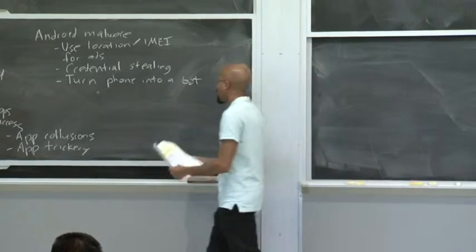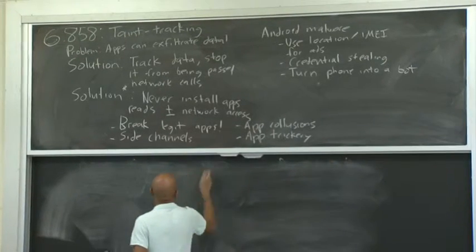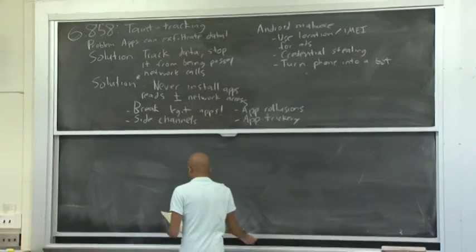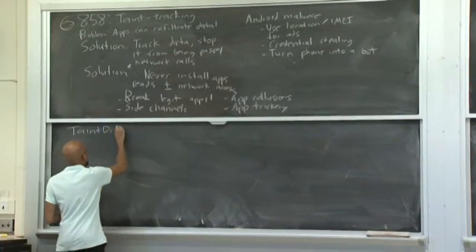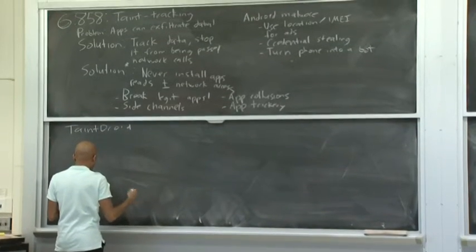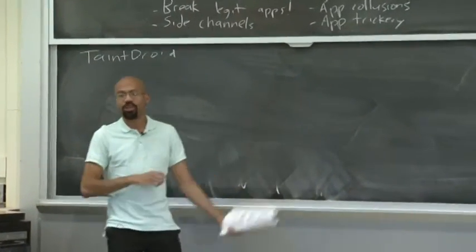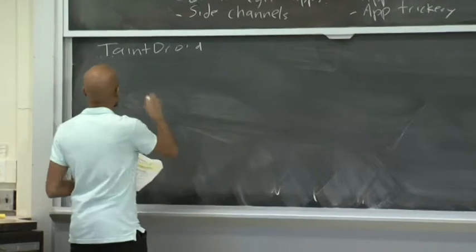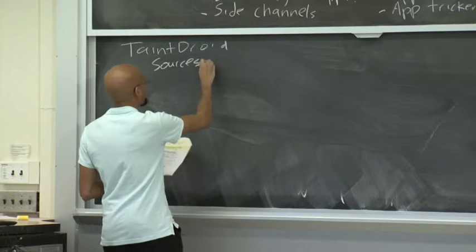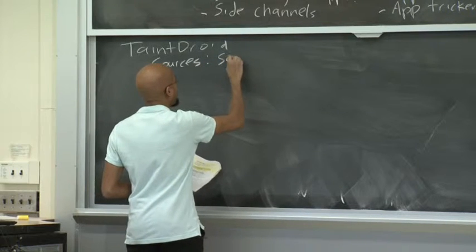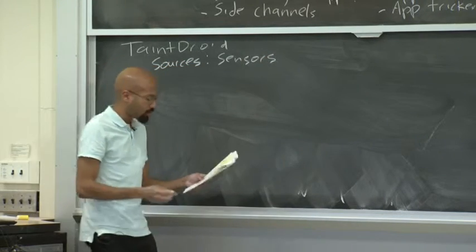All right, so how is Taint Droid in particular going to work? As I mentioned before, Taint Droid is going to track all of your sensitive information as it propagates through the system. And so Taint Droid distinguishes between what they call information sources and information sinks. So these sources are things that generate sensitive data. You might think of this as things like sensors, for example, GPS, accelerometer, things like that.